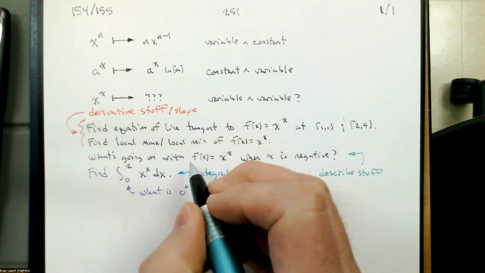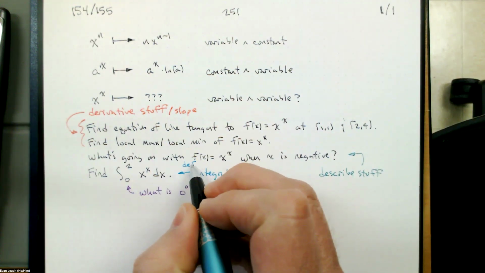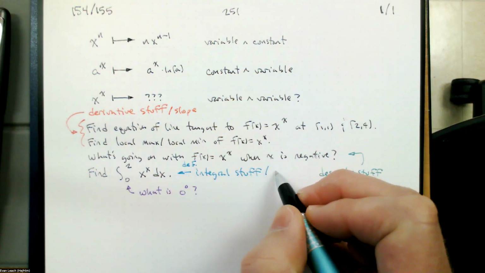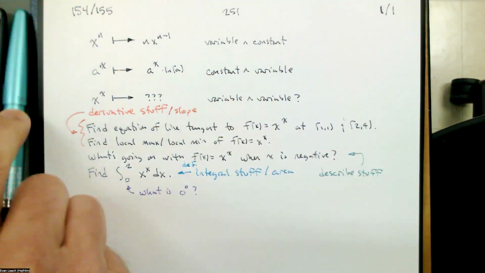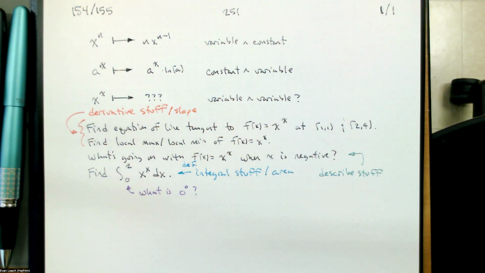Integral stuff, definite integral stuff anyway. That's area. So even though we don't have a way to find derivative and antiderivative, we can still make these calculations. We can approximate the calculations.